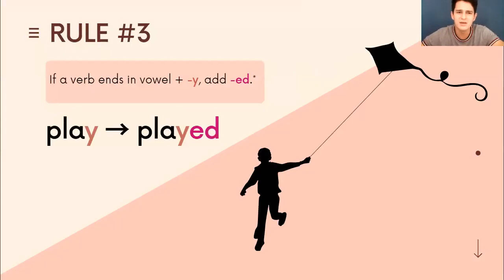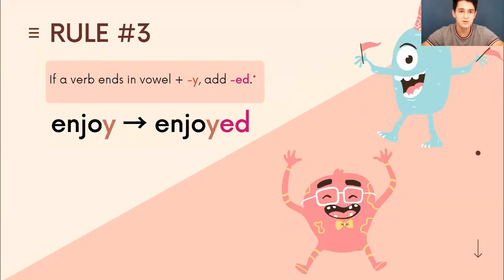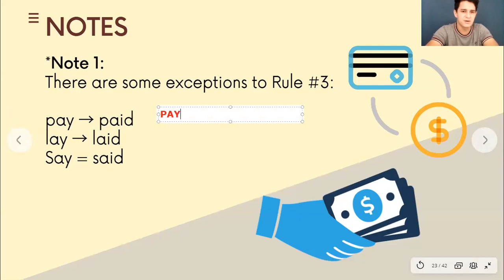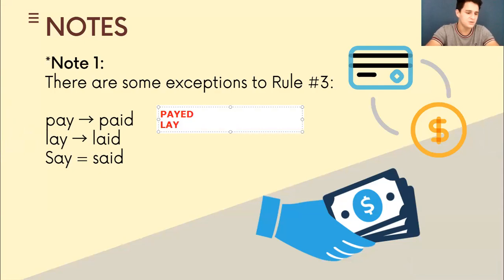Rule number 3, if a verb ends in vowel plus y, we add ed. Entonces la regla 3 dice, si termina en vocal más y, le agrego la ed. Pero hay unas excepciones, siempre hay excepciones. There are some exceptions to rule number 3. Pay, si fuera regular, pues escribiríamos esto, payed. But that's incorrect. For example, lay, we would write layed. Then say, if it were regular, then we would say sayed. But that's incorrect, okay?